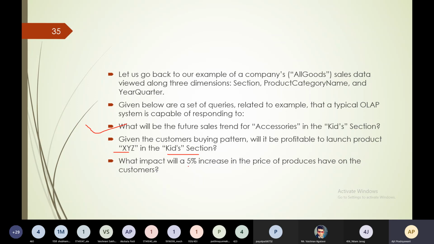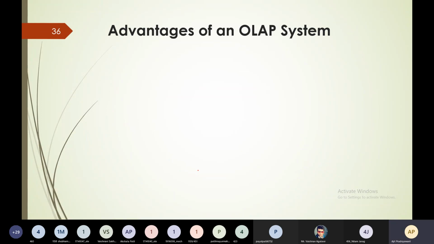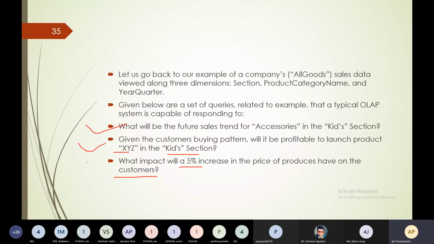What impact will a 5% increase in the price of the product have on the customers? If you increase the price by 5%, what will be the impact? Based on the previous trends, you can understand what will be the impact. So such kind of questions will be solved with the help of OLAP.